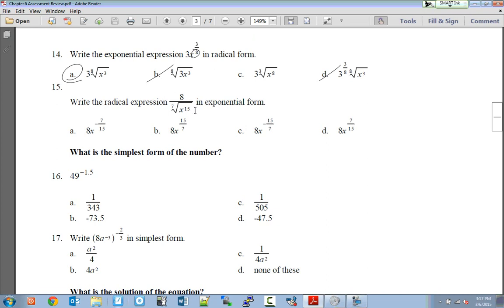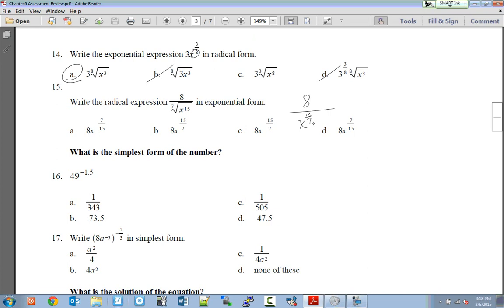Alright, write this in exponential form. So the first thing I would do here is I'd go 8 over x raised to 15 over 7. That's the first thing I would do, change the bottom to exponential form. Now, if you notice here, we have a couple with negative exponents, we have a couple with positive exponents, but the only place we have a fraction is in the exponent. Here we have the entire problem is a fraction.